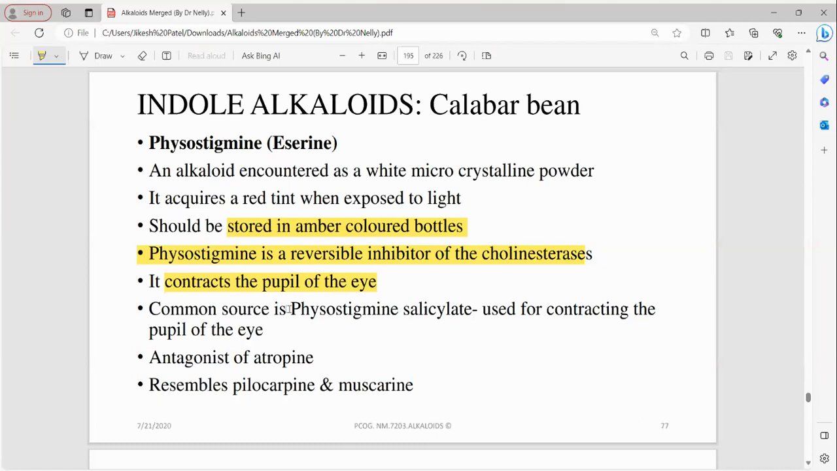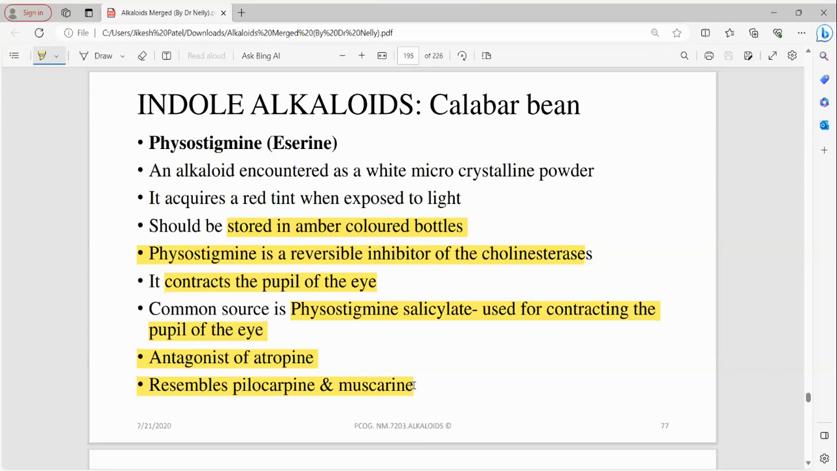We said if you inhibit acetylcholinesterase, acetylcholine builds up, and it will constrict your pupil. In short, physostigmine mimics your acetylcholine. So it's an antagonist of atropine.